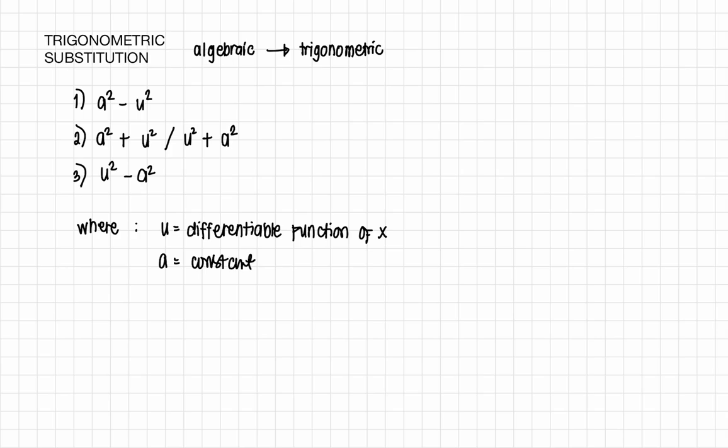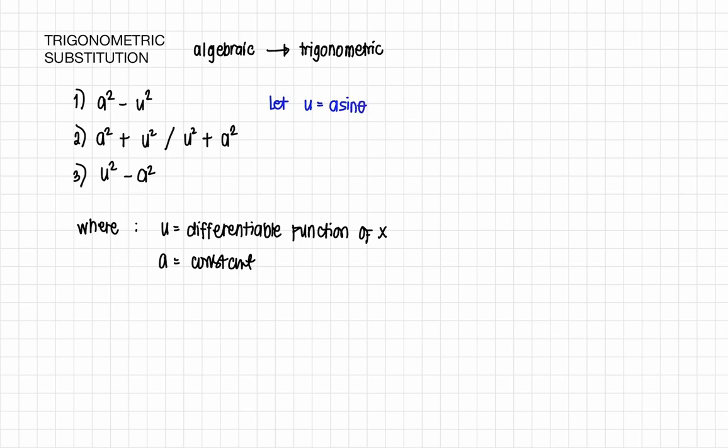Alright. So if we see the pattern a squared minus u squared, remember it's substitution, meaning we are going to introduce a new variable. Now this time, the variable that we introduce is the variable theta, because we're going to use a trigo function. So if you see the pattern a squared minus u squared, we let u equals a sine of theta.